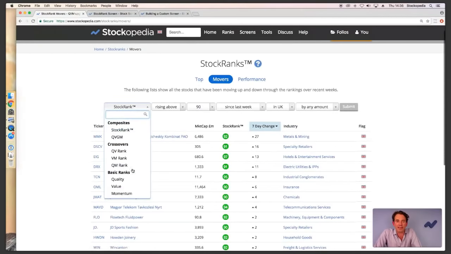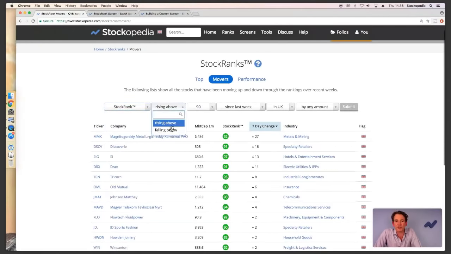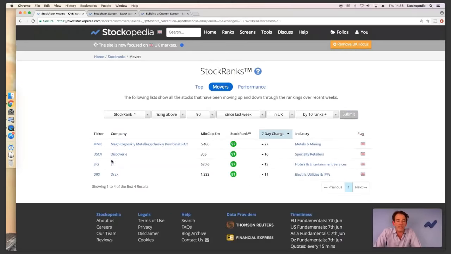You can load up any of the ranks. You can look for stocks rising above a certain limit, so, for example, 90, in a certain time frame, last week or month, in whatever region you've subscribed to, by a certain number. So let's look at stocks moving up by at least 10 ranks in the last week. And you can find these shares that have had big moves.